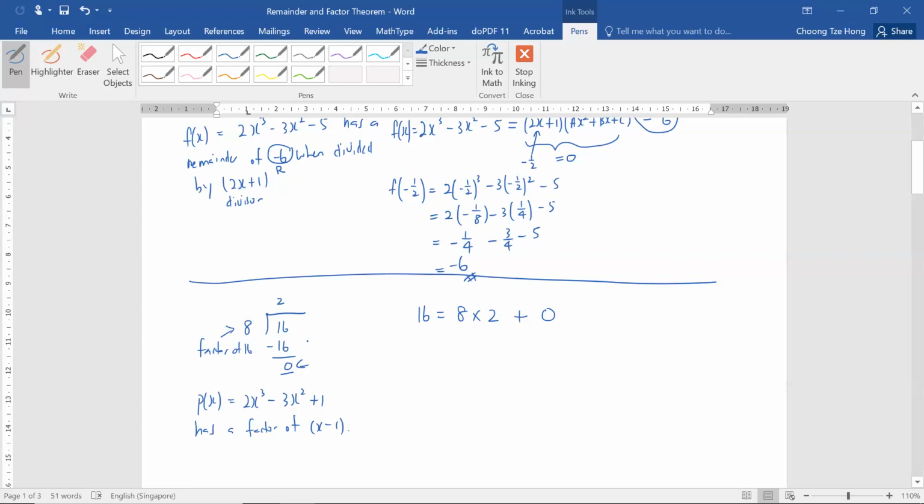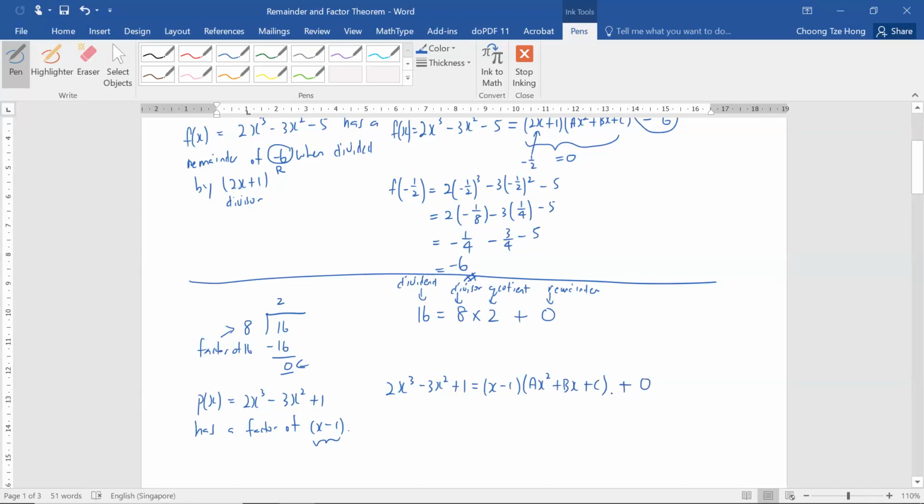So if we write out this statement again, remember over here is the dividend, divisor, quotient, and then remainder. In this case, it's 0. The dividend is now the 2x cubed minus 3x squared plus 1. The divisor is the thing that you divide by, so this is the divisor. The quotient, I can just let it be ax squared plus bx plus c, plus the remainder 0.